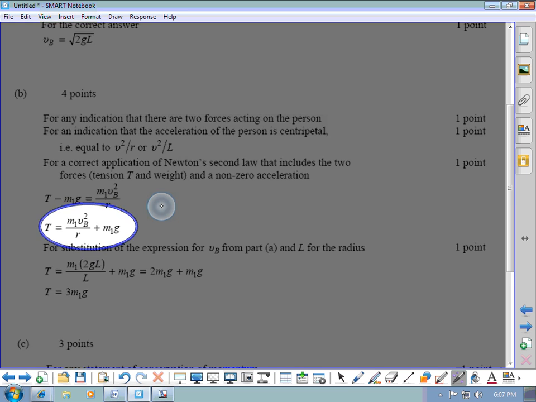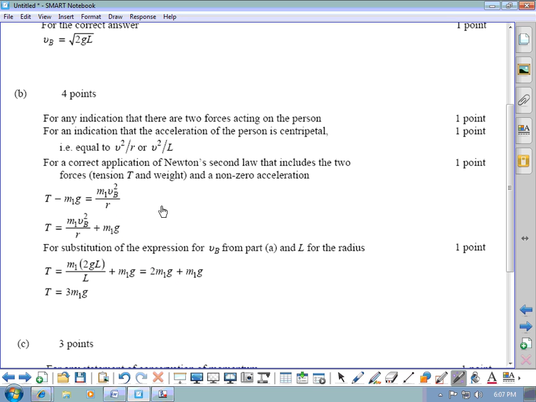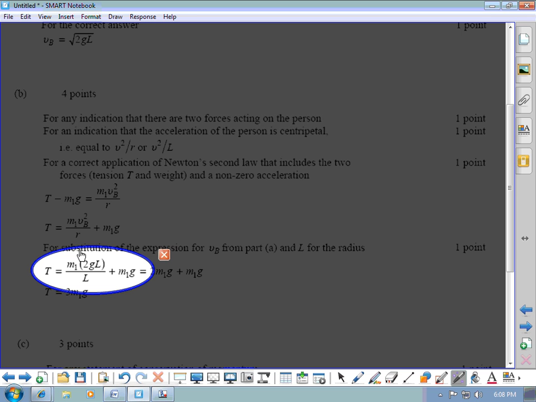So correctly applying Newton's second law, including both the tension and the weight, and including a non-zero acceleration. So if you said that T minus mg equaled 0, thinking that the acceleration was 0, and you said the tension equaled the weight, you don't get credit for that point. And then substituting in the velocity from part A and the length L for the radius gives you that final point. And again, it would be okay just to leave it as this final answer. You don't have to simplify it, but it does simplify down if you choose to.